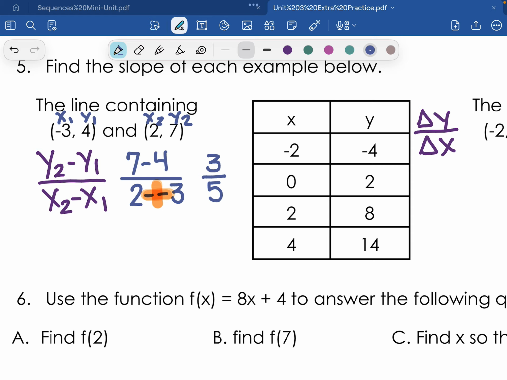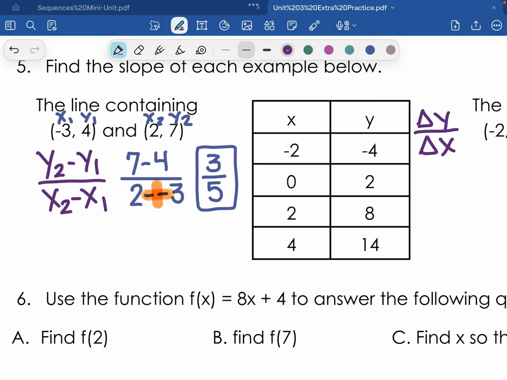Can you divide 3 and 5 by anything? No. So your answer or your slope is 3/5. Remember that slope should always be a whole number or a fraction. Not 3,5, no parentheses, just 3/5.